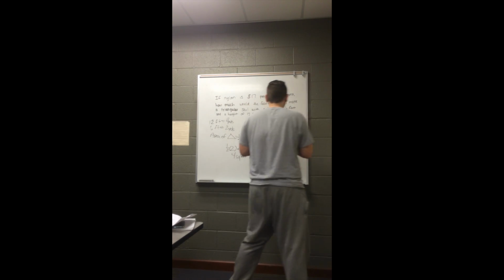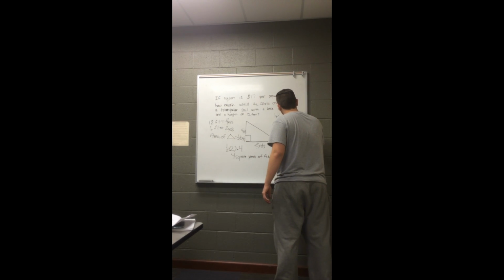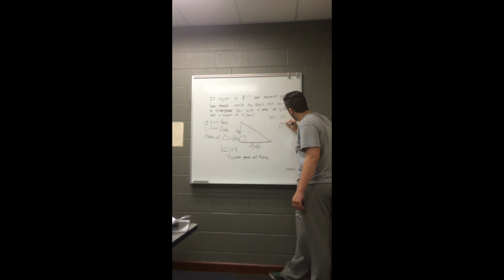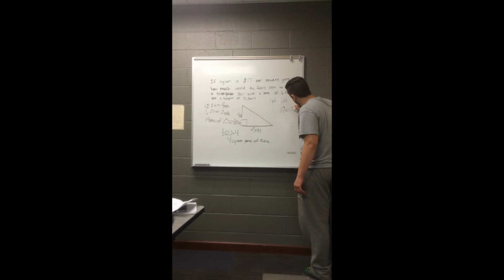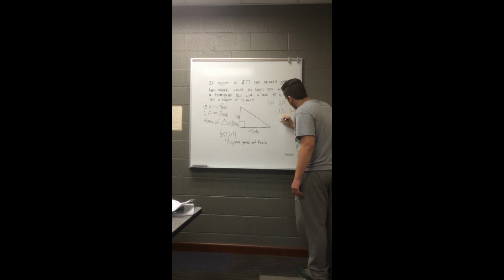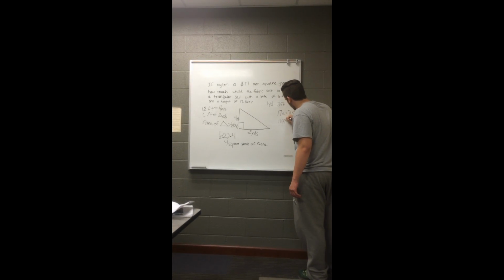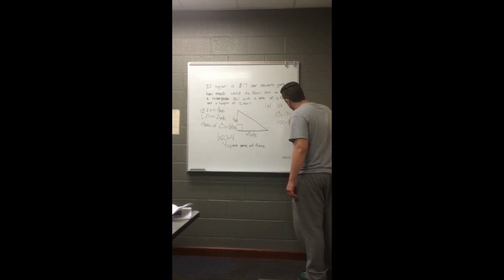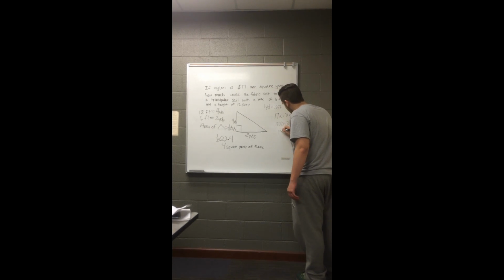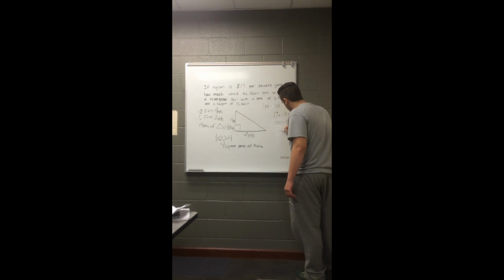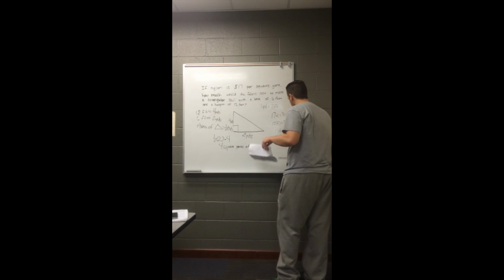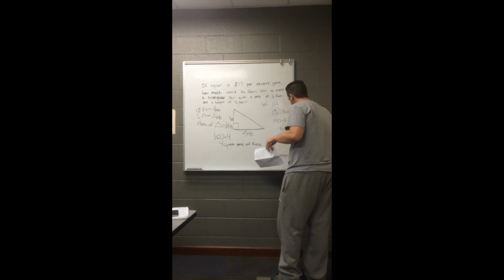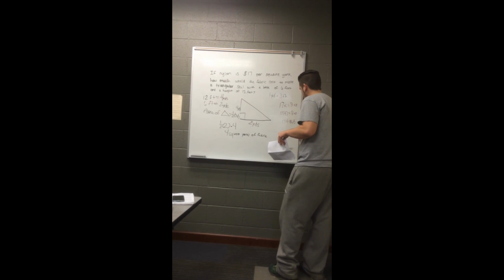So it's $17 per square yard. So X equals the price. So 17 times 4 equals price. 17 times 4 is $68. So $68 would be your total price.